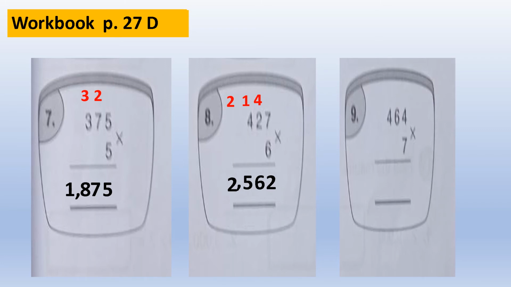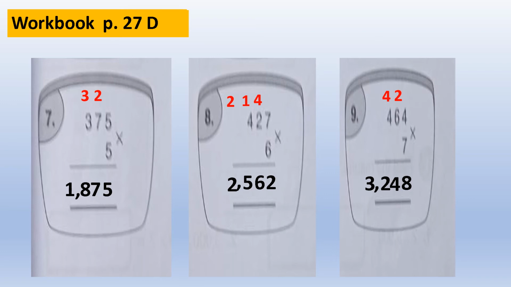464 times 7. Multiply 4 and 7, that is 28. But you write only 8, you carry over 2 to the next place. 6 times 7 is 42, plus 2 is 44, but you write only 4 and carry over 4. Then 4 times 7 is 28, plus 4 is 32. Don't forget your comma. So the product is 3,248.